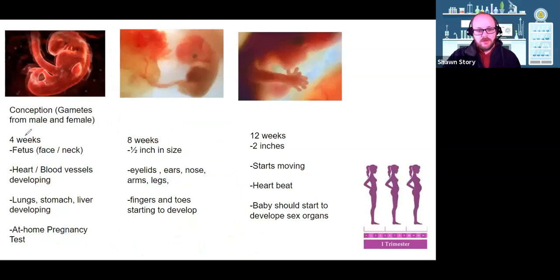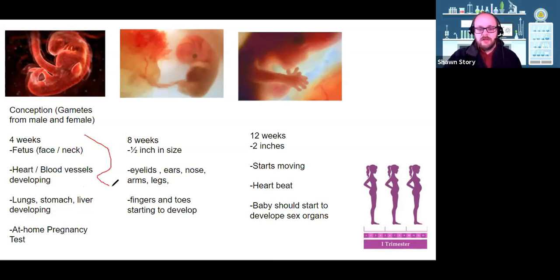So we have our first one. From conception to 4 weeks, this is kind of what we look like. It's very, very, very small, less than half an inch, right? We're talking about something really small, but even that small, the heart and blood vessels are starting to develop, and we're starting to see the development of all the major organs, the lungs, the stomach, the liver, and all of that is developing. And this is where we look at things like fetal alcohol syndrome, right?